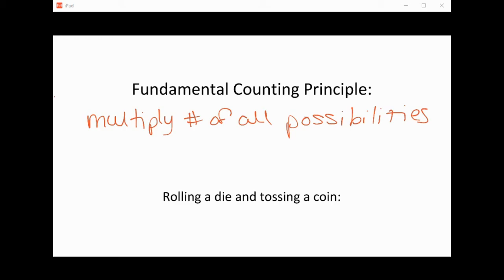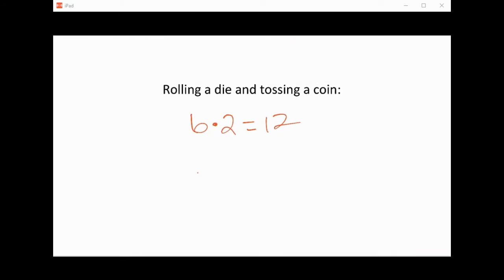Anyway, so for example, if you are rolling a die, there are 6 sides on a die. And if you are tossing a coin, there are 2 sides on a coin. So all the different possible combinations will add up to be 12 different things. Pretty simple. Basically, the way you got to think of it is anytime you do something, like rolling a die or tossing a coin, you just have to multiply a number by however many outcomes there are.